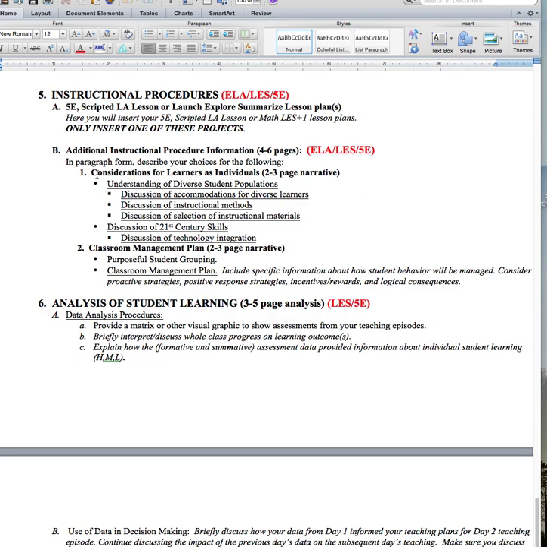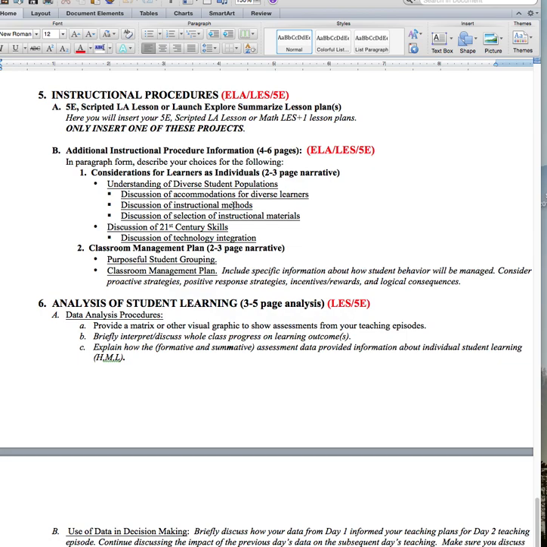However, there are a few things that are left out from these projects, and you must include them. So I have them here, and it's 1 and 2. The first one is considerations for learners as individuals. This is a 2 to 3 page narrative, which just means you're going to discuss it in professional language, in a scholarly tone, but it's just writing it as if you're telling somebody about your class. Now, some of this you've already explained in your narrative with your background knowledge. Okay, so you've talked about your diverse student population, you've talked about your accommodations. You might have talked a little bit about your instructional methods. However, that's where those paragraphs stop.